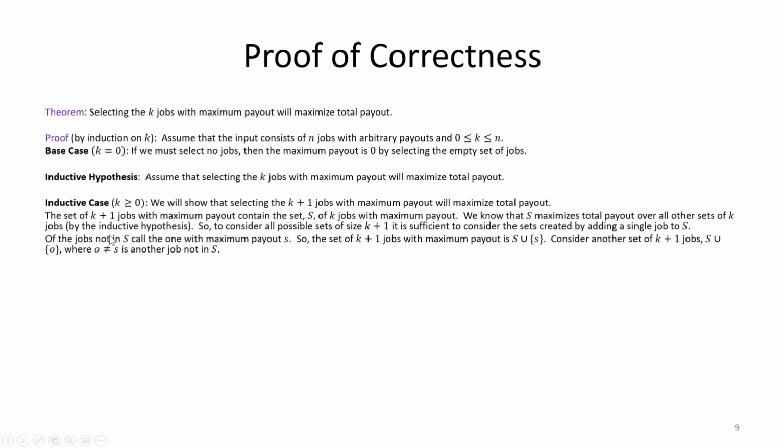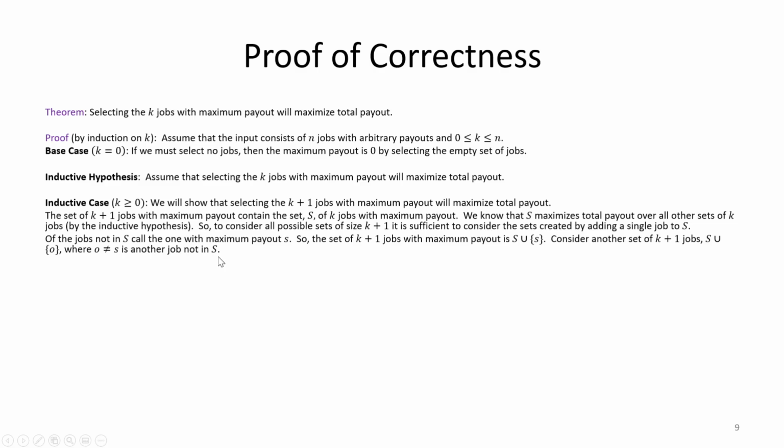So all the jobs that are not already in S, one of them has the maximum payout, and I want to give that one a name, so let's call it s. That's the job that the k+1 jobs with maximum payout will include. So that's what we say next. So the set of k+1 jobs with maximum payout is S union this extra job s. Okay, we say, well, consider any other set of k+1 jobs, S union O, where O is just some other job that's not s, but is also not already in S.